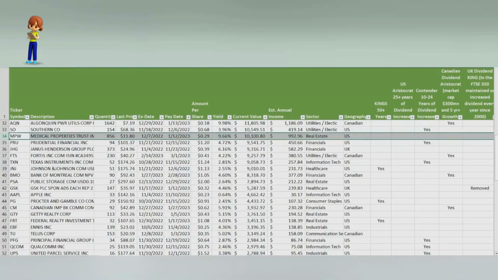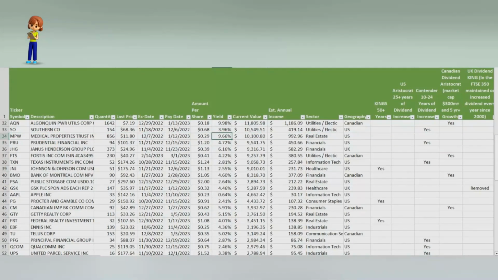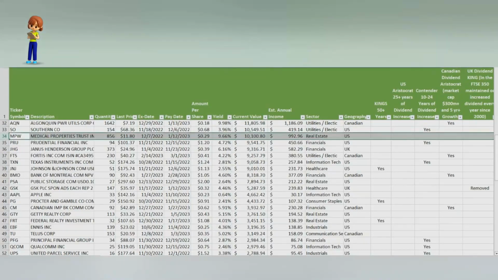The next one's MPW, a new holding and REIT that I covered in my recent video on what I've been buying recently. It's got a shocking 9.6% yield, so at $10,000, it's generating almost $1,000 a year for me. I see MPW as kind of a medium-term hold. In other words, I'll hold it for the next few years and then reevaluate.